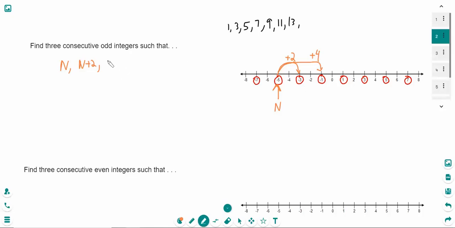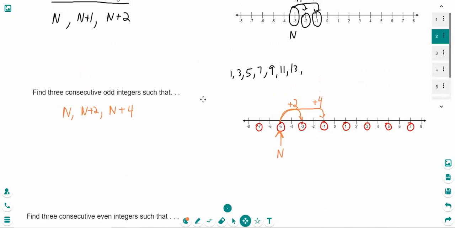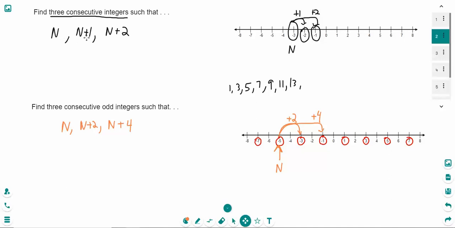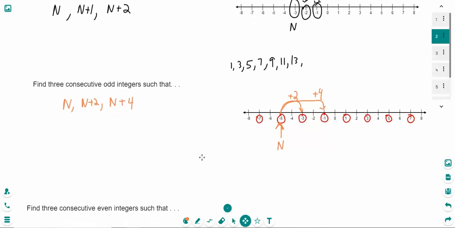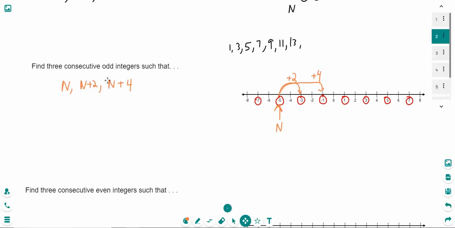So you could say the third integer here is n plus 4. Okay? It's very similar to our consecutive integer here, except for now, instead of going immediately to the next one, we have to skip one. So we add twice as much. We add a 2 instead of a 1, and we add a 4 instead of a 2. All right? So hopefully that kind of makes sense. So if they ever ask you to find 3 consecutive odd integers, this is how you do it.